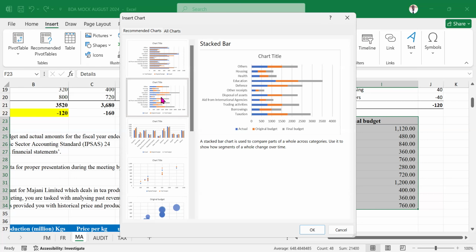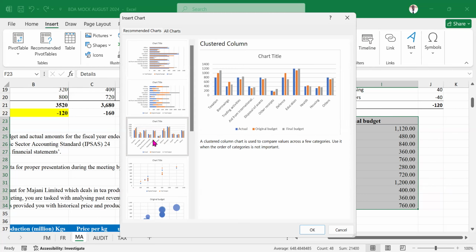So now, because it is your judgment, please pick what your judgment aligns with. If you feel that this stacked bar will best present your information to your audience, given the type of audience you have, please go ahead and pick it. You can pick this stacked bar chart and you can even see the description there. Use it to show how segments of a whole change over time. Do we have segments of a whole? If your judgment says so, why not? But my judgment, it does not really present it the way I would want it to show. I will go to the next suggestion.